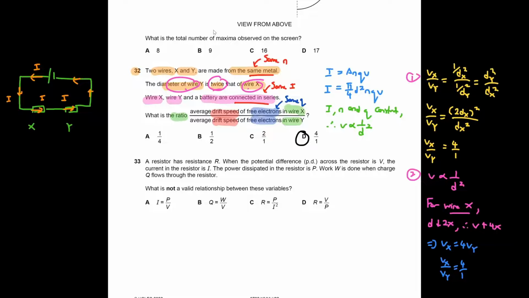Then you move on to question 33. Now you have a resistor of resistance R. When the potential difference PD across the resistor is V, the current in the resistor is I. The power dissipated in the resistor is P, and work W is done when charge Q flows through the resistor. What is not a valid relationship between these variables? Okay, so pick the equation that is actually wrong here.